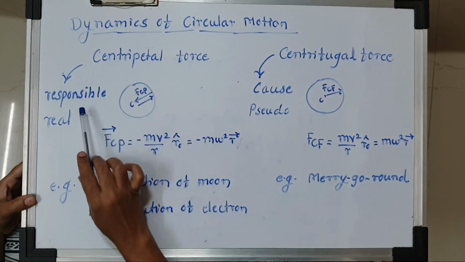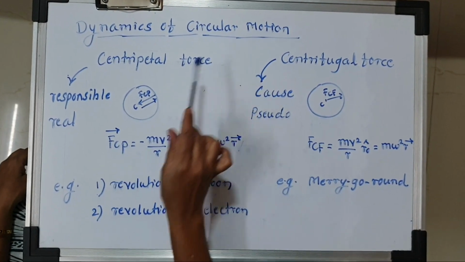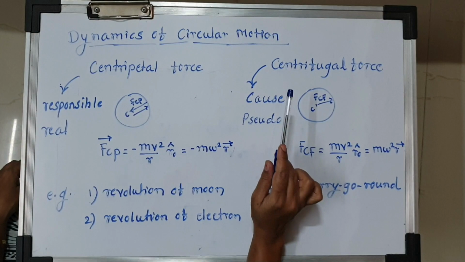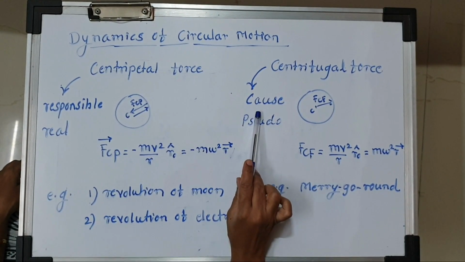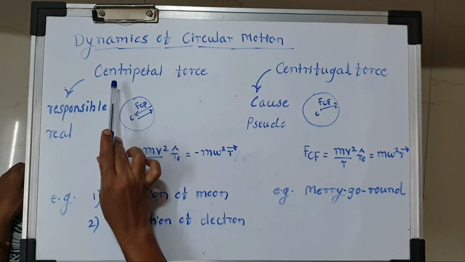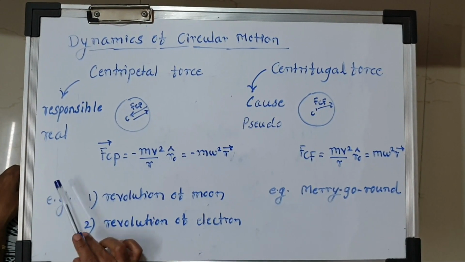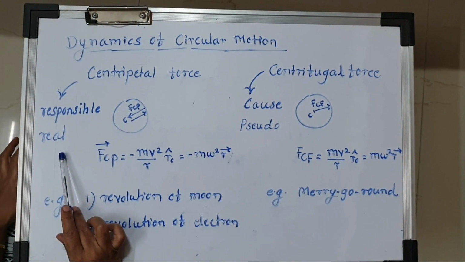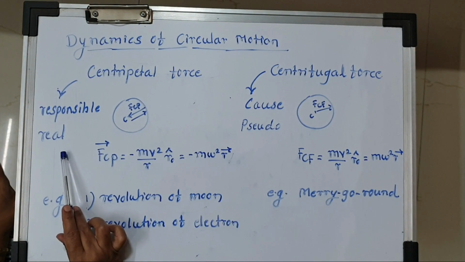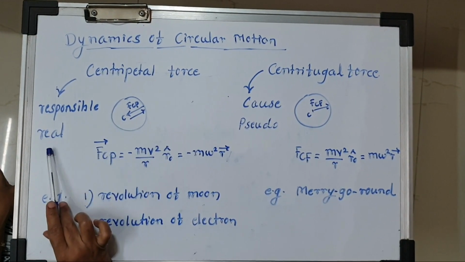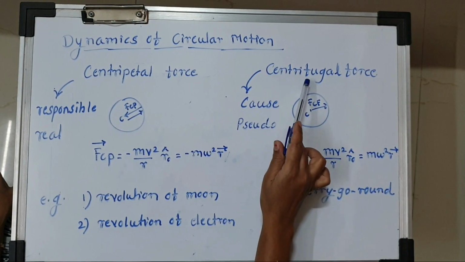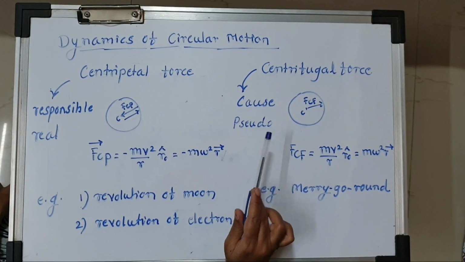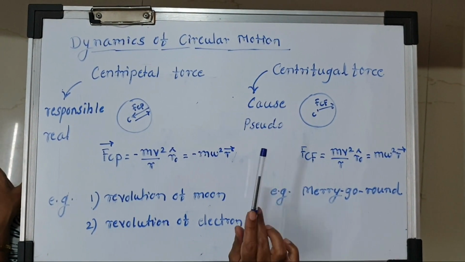Now this force, the centripetal force, is responsible for circular motion. Without this force, circular motion is impossible. While centrifugal force is an effect of the circular motion. The centripetal force is a real force, the force which is produced due to the actual interaction between two objects. Centripetal force is a real force, while centrifugal force is a pseudo force, or another name is the imaginary force, or another name is the fictitious force.